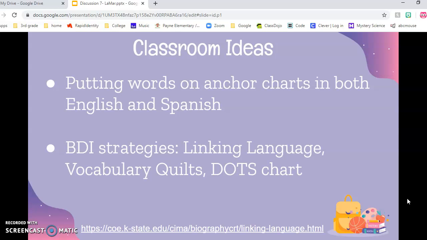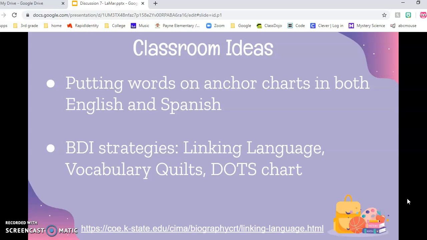Vocab quilts are another great thing. I usually do this after linking language, usually like the next day or 2 after. So it's just like squares on a page with the vocab word. So then we go through each vocab word. Okay, what are words that go with that vocab word? Can you draw me a picture that helps you remember what that vocab word means? And that gives them extra practice, and it gives them a resource that they have for the week for their vocab words.